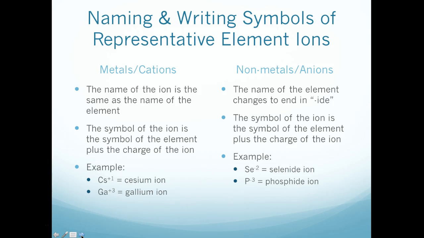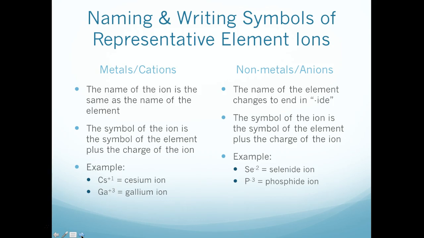So when we're naming and writing symbols for the representative element ions, we need to remember that the metals form cations, which means they're going to have a positive charge. And the name of the ion is going to be the same as the name of the element. The symbol of the ion is just the symbol of the element plus the charge. So for example, Cs+1 is called cesium ion. Ga+3 is called gallium ion.